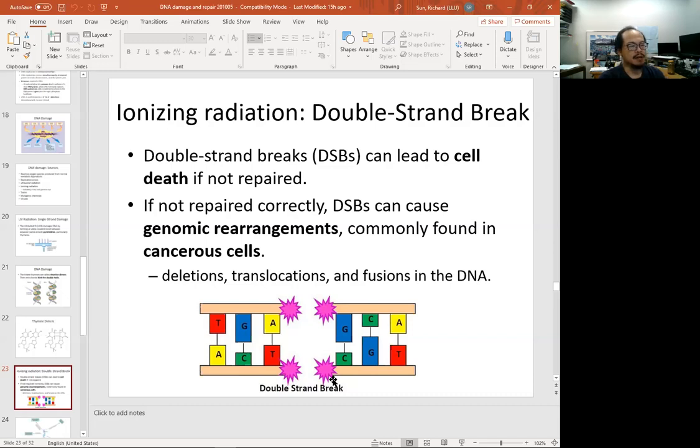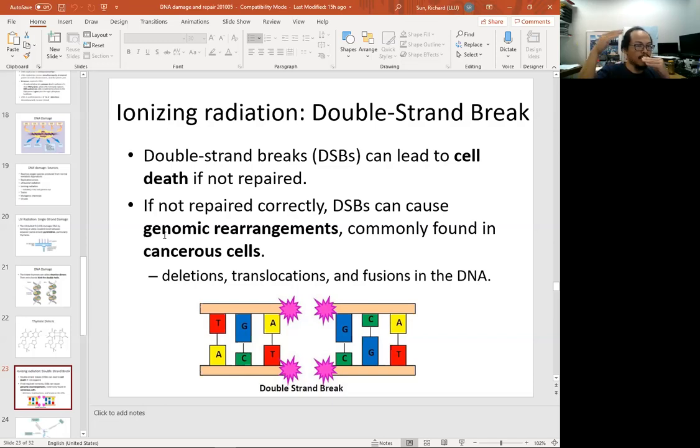However, if it's not correctly repaired, this could cause cell death because now the DNA is broken. Say these two pieces are too far away. If it's too far away, the cell may die. That's one thing. These two pieces may rearrange to attach to another chromosome, to the homologous pair. And that can generate a new chromosome, and that could lead to a cancerous cell.